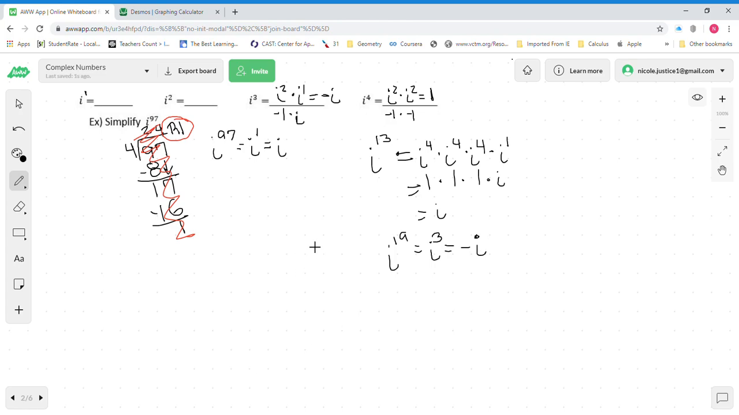So really, most of the time, kids just make this more complicated than it is. All you have to do is divide by 4. And you'll know your i's are fully simplified when you have no exponents at all on your i's.